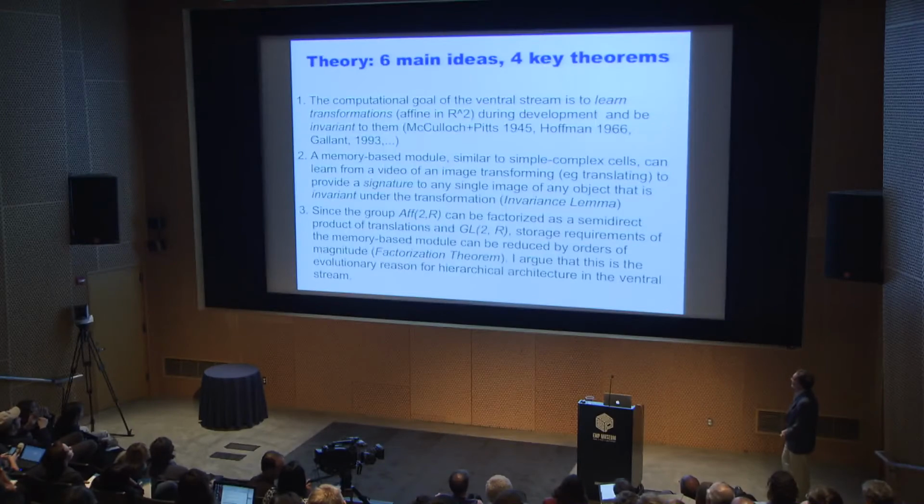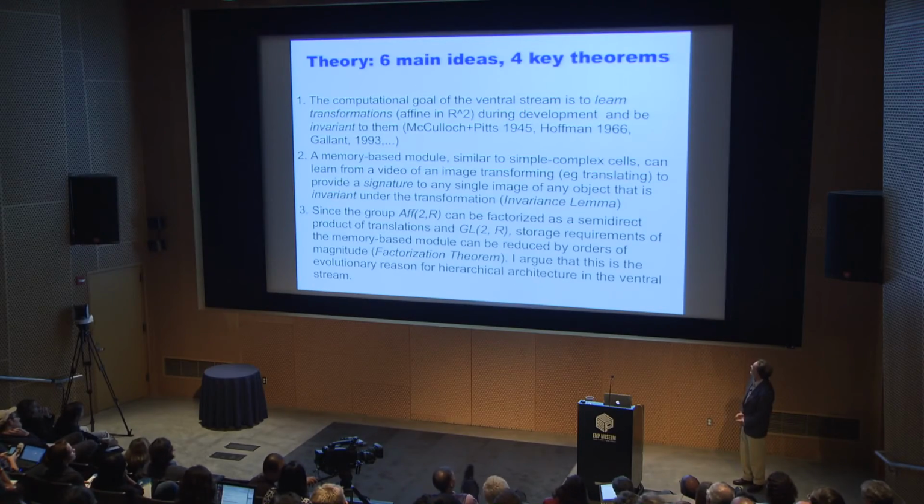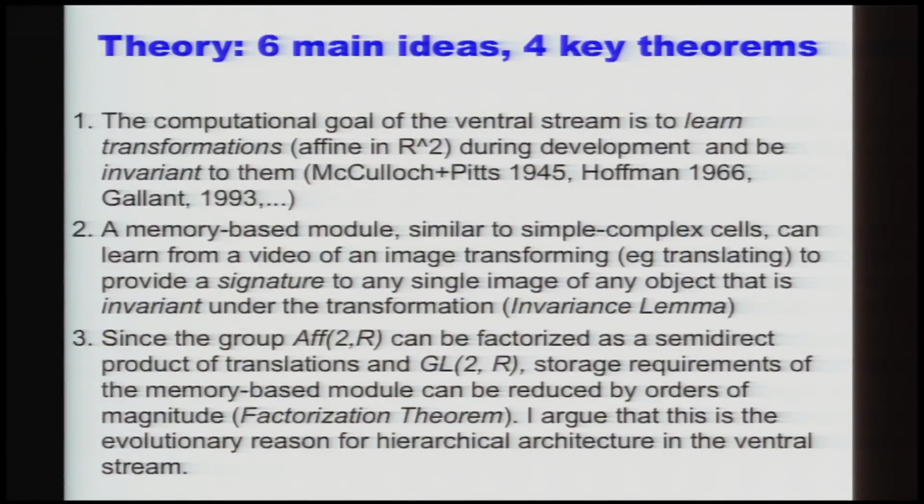So, start with the claim that the computational goal is to learn transformations, mainly, not only, but mainly affine transformation on the plane, and then become invariant to it. That there is this simple module, essentially simple cells, simple-like cells that do essentially a dot product, a template matching with new images.